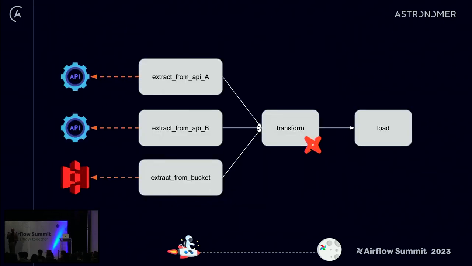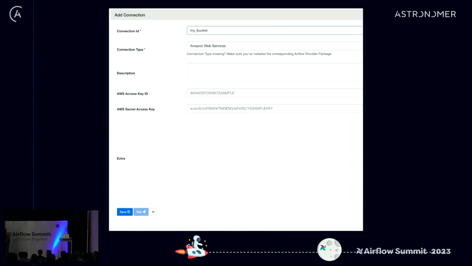Let's move on. If we zoom in a little bit on the extract from bucket task, we want to extract data from a S3 bucket. How can we do that? Well, first thing first, we need to create a connection, isn't it? So we create that connection, and for a while, regardless of the connection type you were using, you had always the same fields. For example, if you were using AWS, you had the extra field, which expects a JSON input, which is prone to errors. But now, according to the connection type you use, you have specific fields. For example, here, AWS access key ID and AWS secret access key.